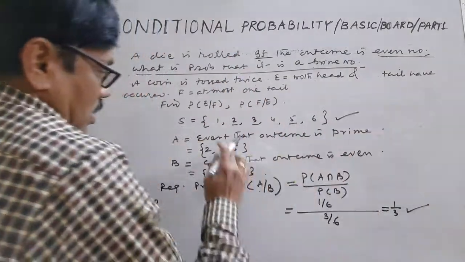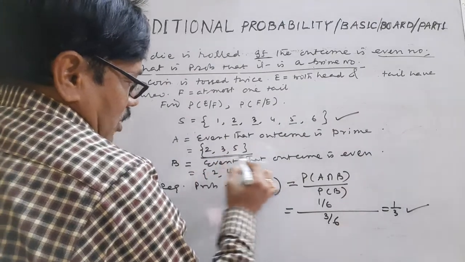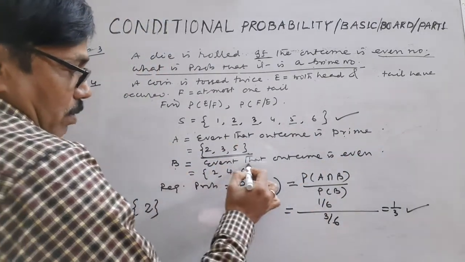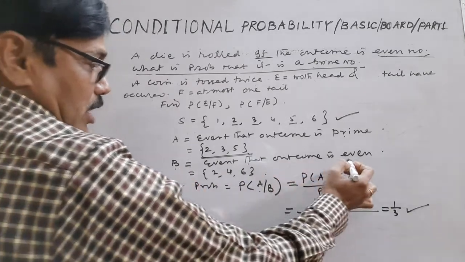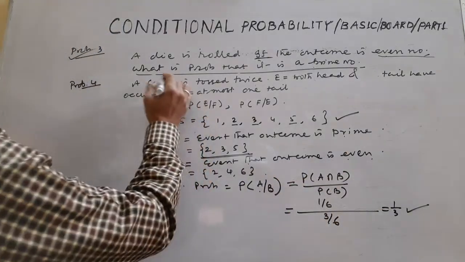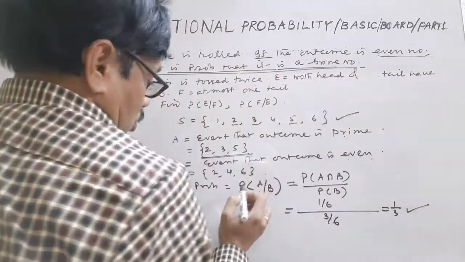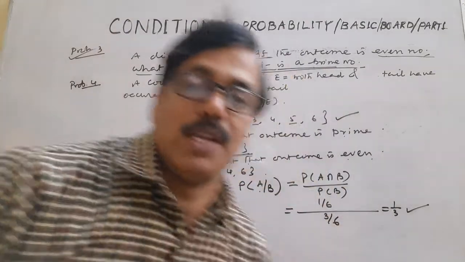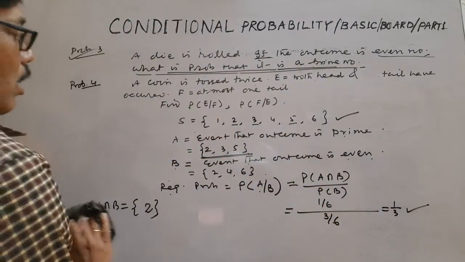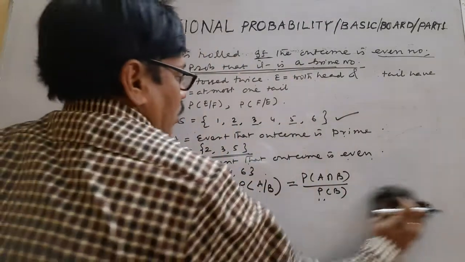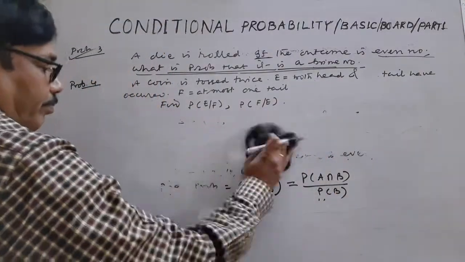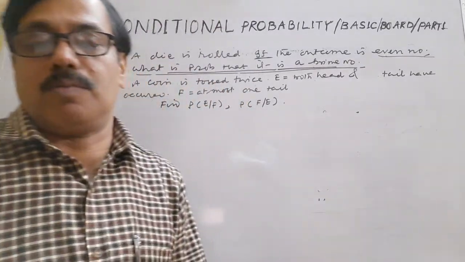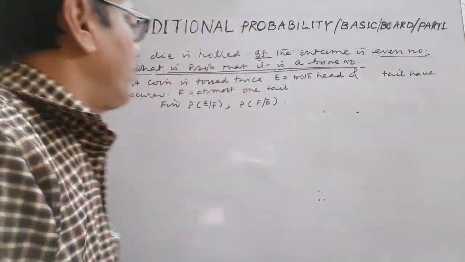So this is S, B equals the event that it is even, and this is the probability that it is prime. So the required probability, the probability that it is prime given even, is P(A by B). So the answer is 1 by 3. And now the second one. A very simple problem we are considering today.